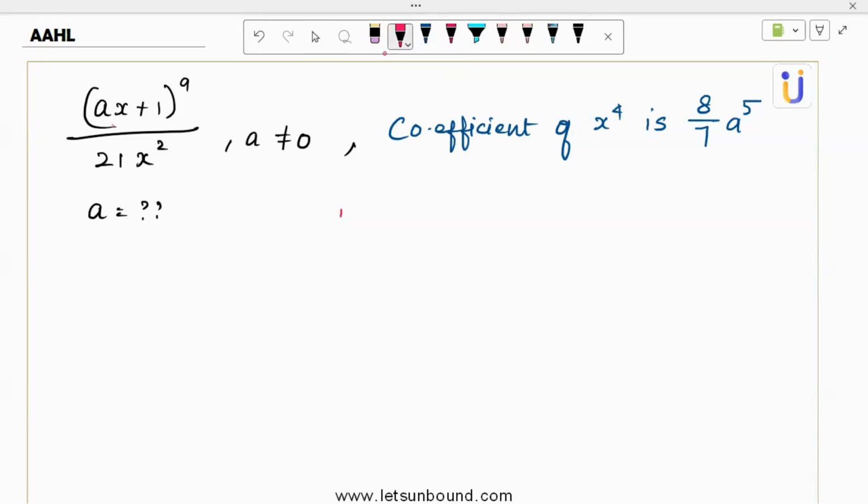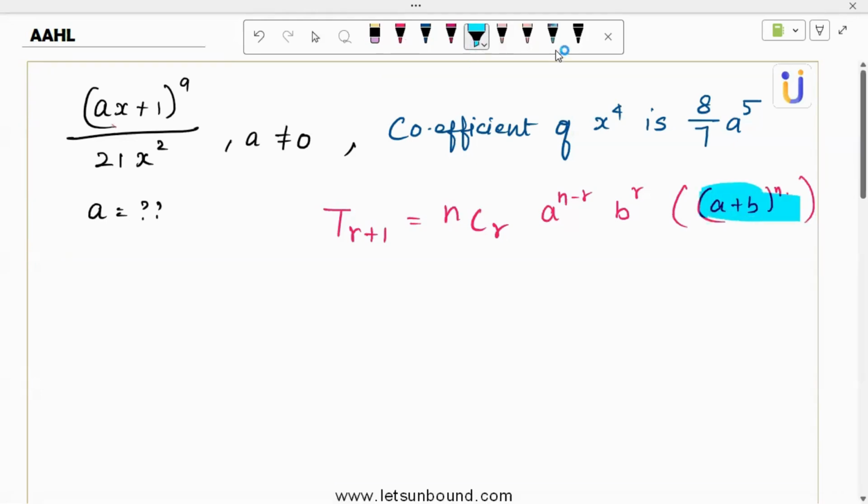First let's write the general term for binomial expansion. T(r+1) is nCr a^(n−r) b^r. This is the general term if your expansion is (a + b) to the power n. Using this, the first term is a, the second term is b, and n is the exponent value.